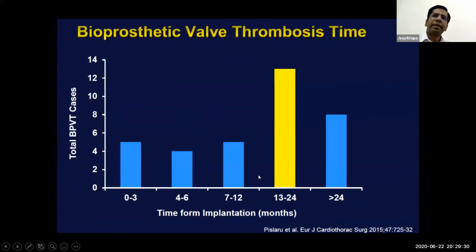So according to the guidelines, the duration of anticoagulation may range from 3 to 6 months or so. But there is evidence to show that the maximum number of cases of bioprosthetic valve thrombosis happen between 13 to 24 months. So the point here is that even in bioprosthetic valves, there may be a role for continuing long-term anticoagulation. That is the message that we see from the cases that we have just illustrated.